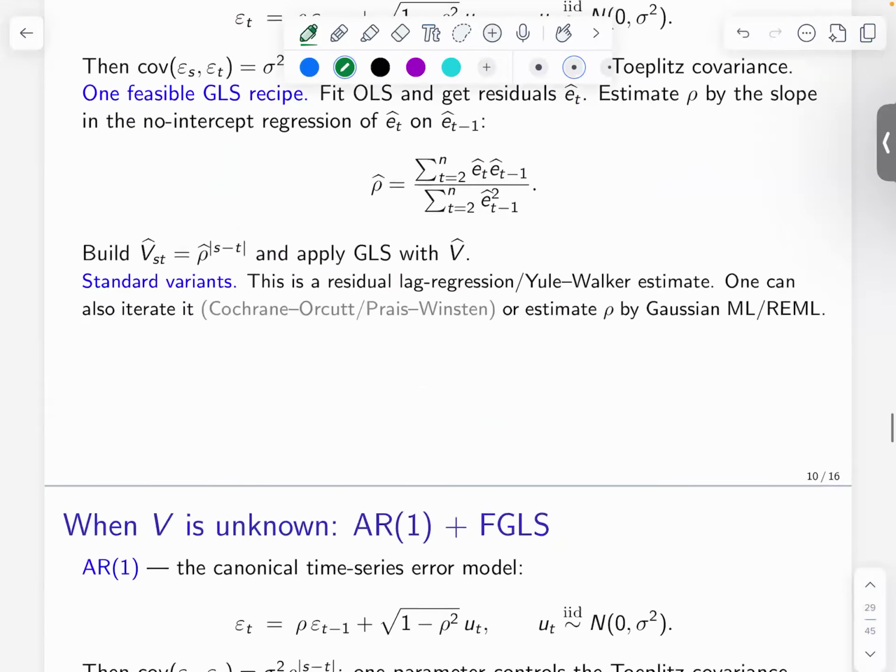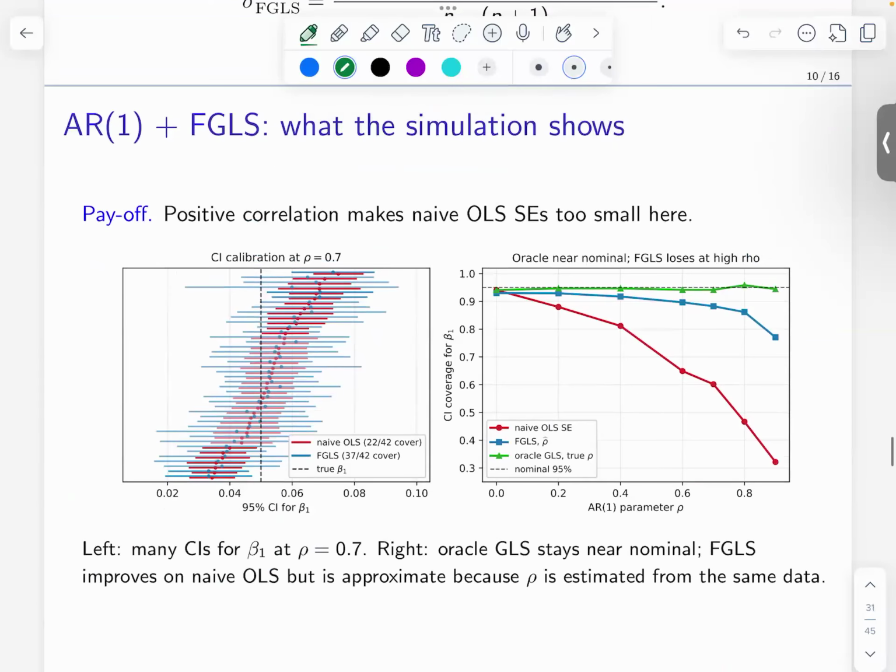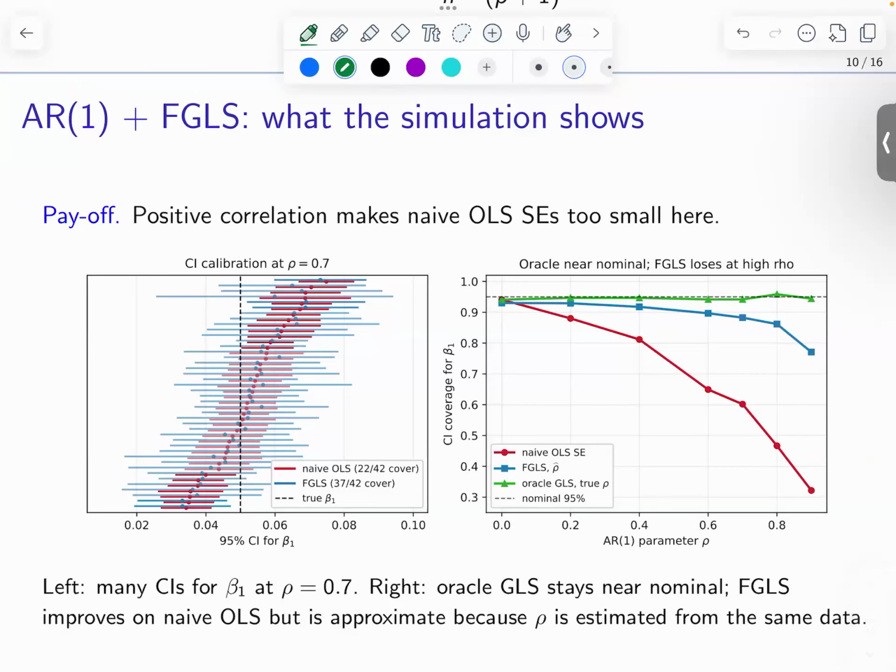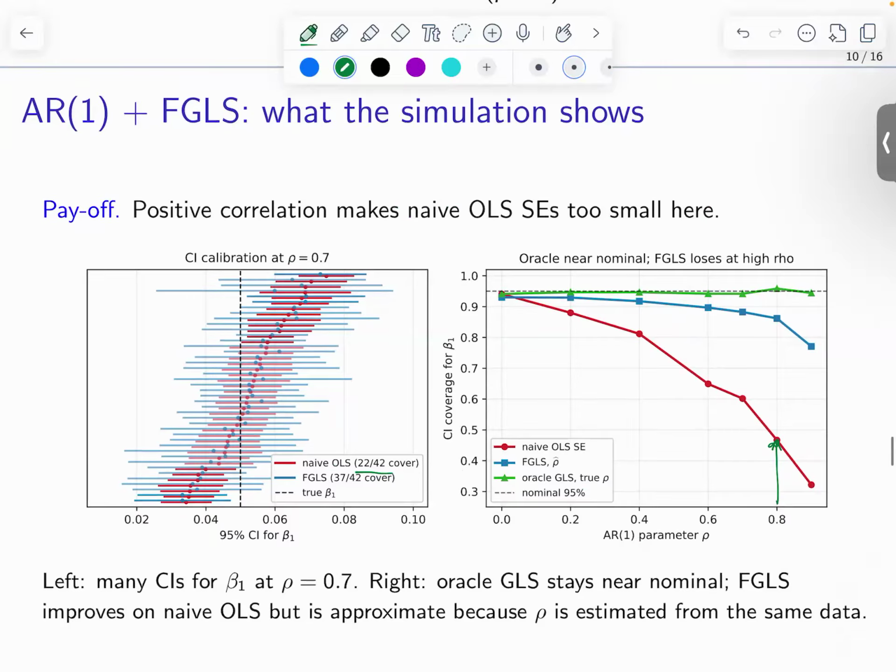And now I can use my GLS. Let me explain this plot and then we're done. Here you can see the confidence intervals, and the naive OLS covers only about 22 out of 42. This is a simulation with rho equal to 0.7, and you can see the coverage drops to about half. Whereas this is called feasible GLS, because now we can actually implement GLS, and the coverage is much higher, so most of the intervals still cover. You can also see that the OLS has smaller confidence interval lengths.